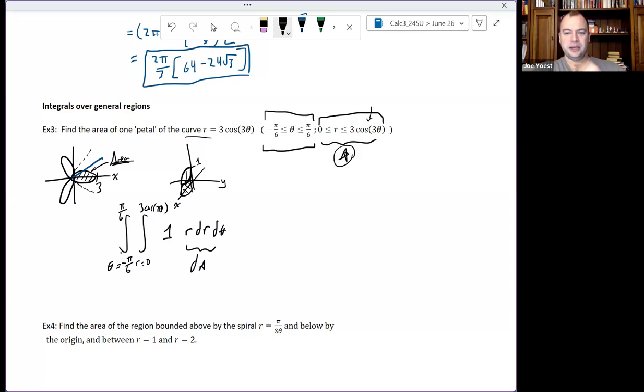Okay, so my inner integral is just r dr. So that's 1/2 r squared. And I have my theta integral outside of that.